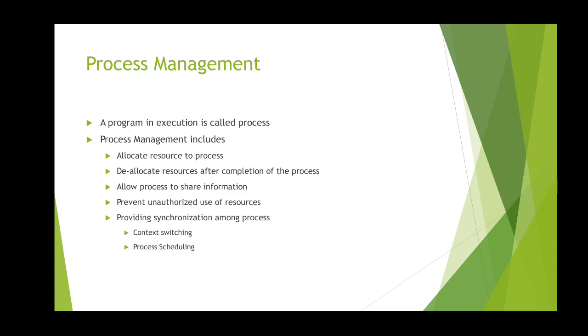So we can say process management includes allocation of the resources to a process and deallocation of resources after completion of the process, and allowing processes to share information, and this is done by inter-process communication techniques. Then it prevents the unauthorized use of resources and provides synchronization among processes. And this synchronization is achieved using the context switching and process scheduling activities.